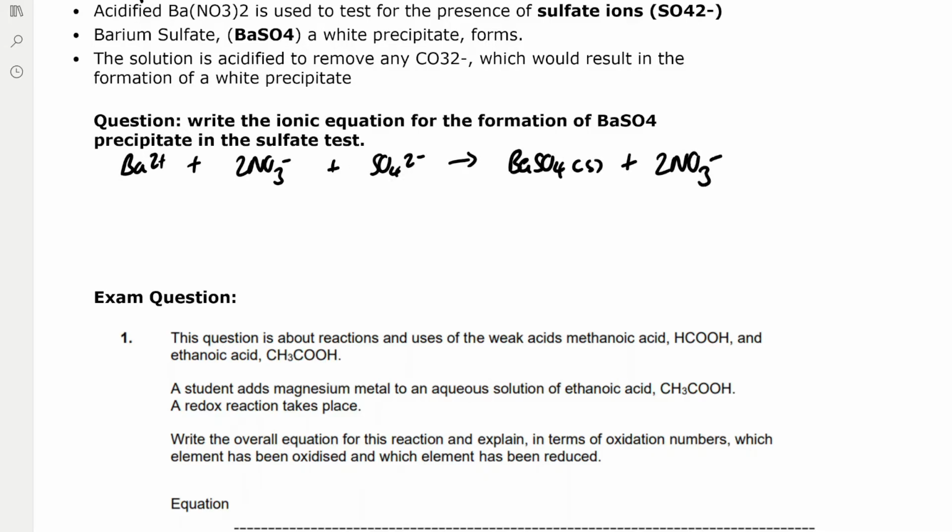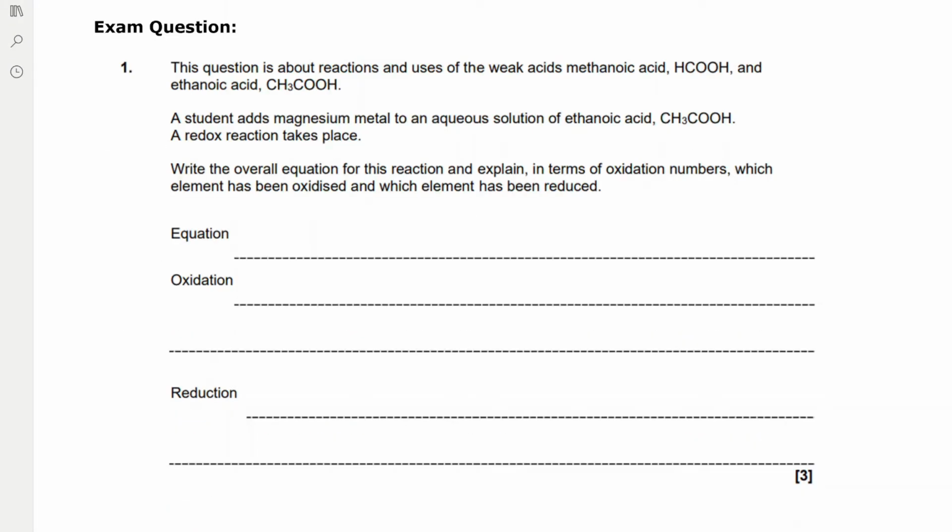So you can see that NO3- is on both sides, so we can cancel them. And that leaves us with Ba2+ and SO4 2-, forming barium sulfate, which is going to be a solid precipitate, and these are both aqueous ions. Okay, so we've got an exam question.